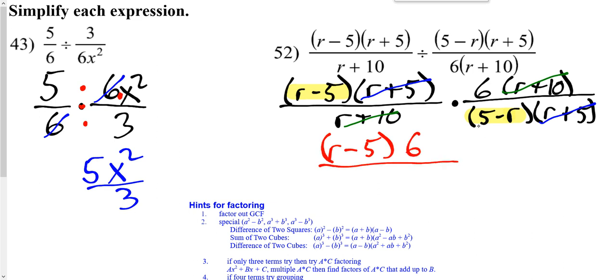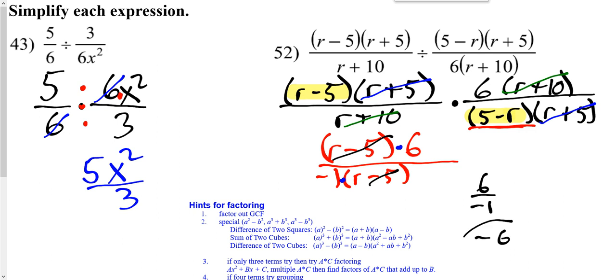And then when I look at the bottom one right here, I'm going to factor out a negative 1. And that leaves me with a negative 5 plus r, which, because you can add in any order you want, you could go ahead and rewrite as an r minus 5. Then you will notice you have an r minus 5 times the top and an r minus 5 times the bottom, so you can cross those out. We end up having a 6 over a negative 1, or just a negative 6.